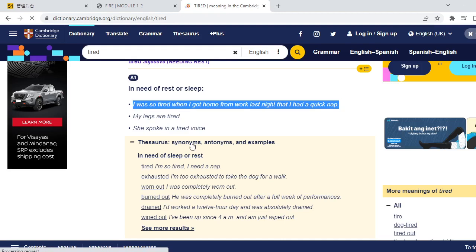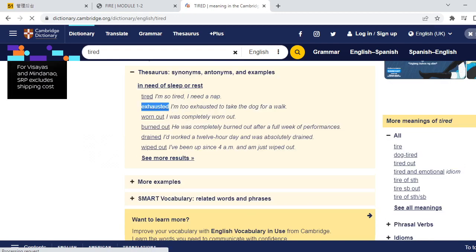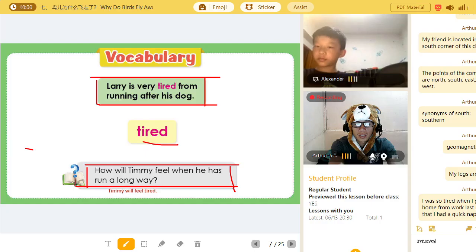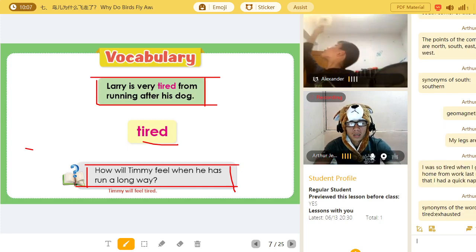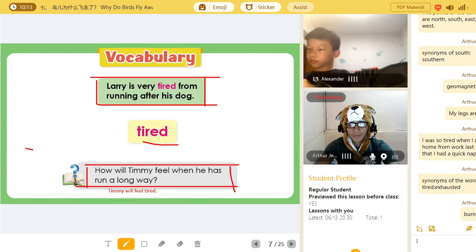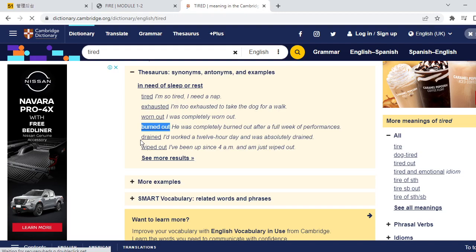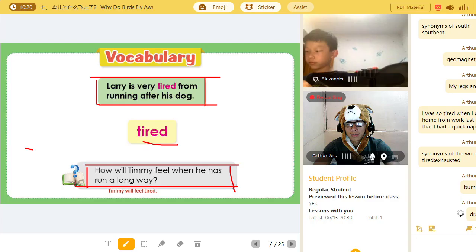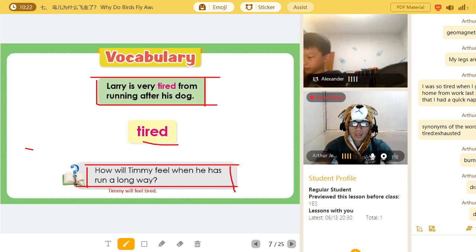Here are the synonyms of the word tired. You can say exhausted, okay? Exhausted and burned out, okay? And drained. Okay, so please take note of those synonyms. Okay, let's go to the next page.